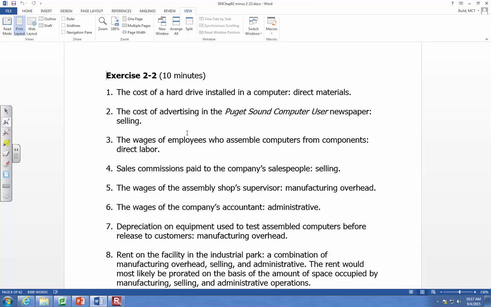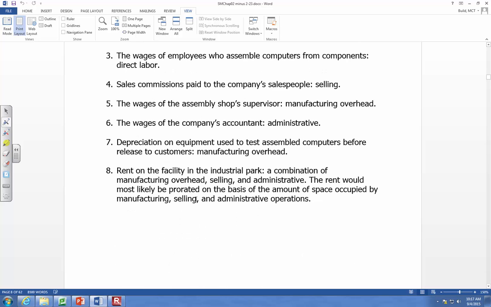Caleb, number 6. Wage of the company's accountants. Clearly admin. Period cost goes straight to your P&L. Gretchen? 7. Depreciation on equipment used to test and sample computers. Yes, ma'am. Where do we put that? Manufacturing overhead. So where does that cost go? Every month I make a depreciation entry. Overhead.